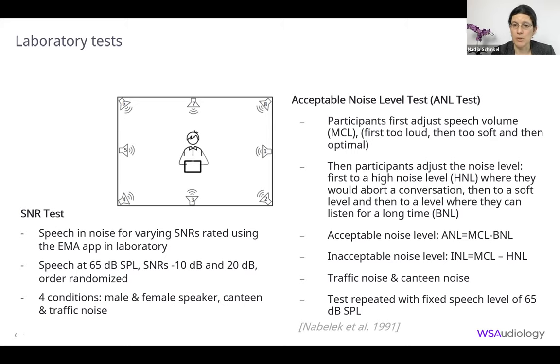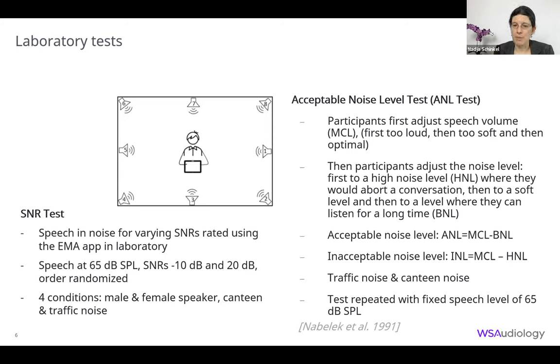So we did an acceptable noise level test developed by Nabilek and colleagues, where participants first chose the most comfortable level for the speech signal to listen to. They first adjusted the speech to a too loud level, then to a too soft level, and then to the correct, comfortable level. And then the noise was added, and again, they first adjusted the noise to a very high level. And because we were interested in avoidance, we also asked them to specifically adjust it to a volume where they would leave a conversation. Then they adjusted it to a very soft level and then to a level where they can listen for a long time.